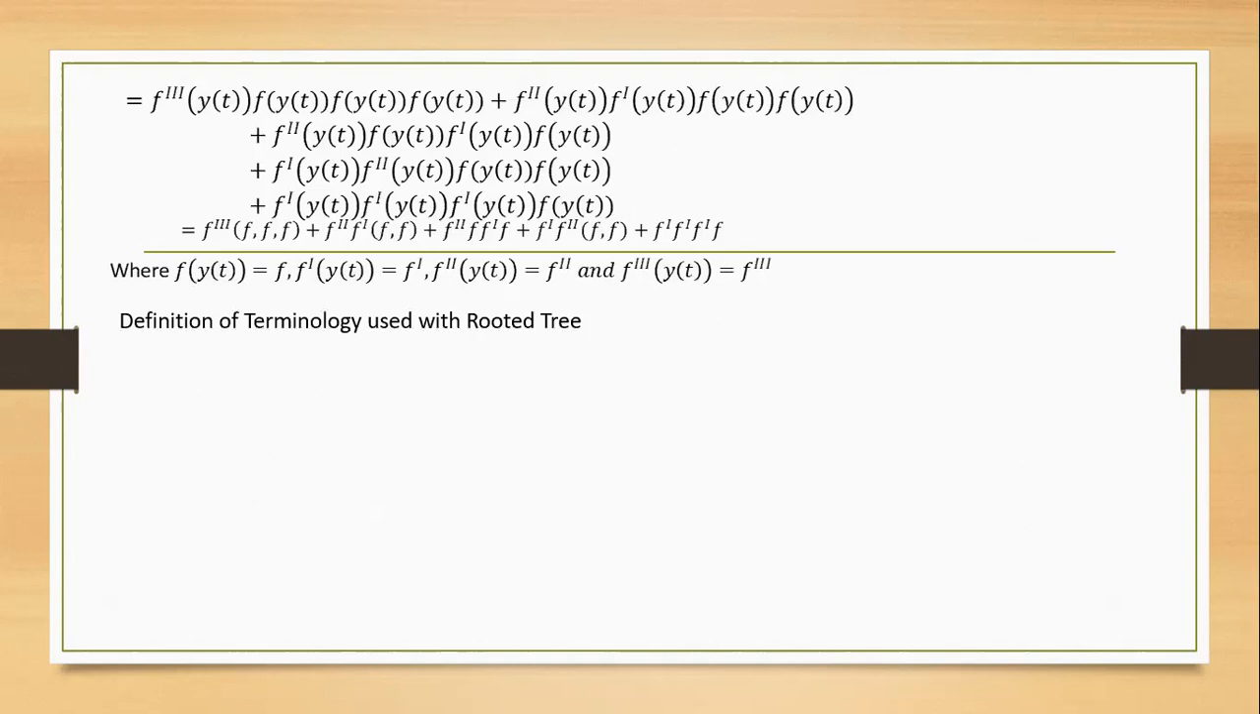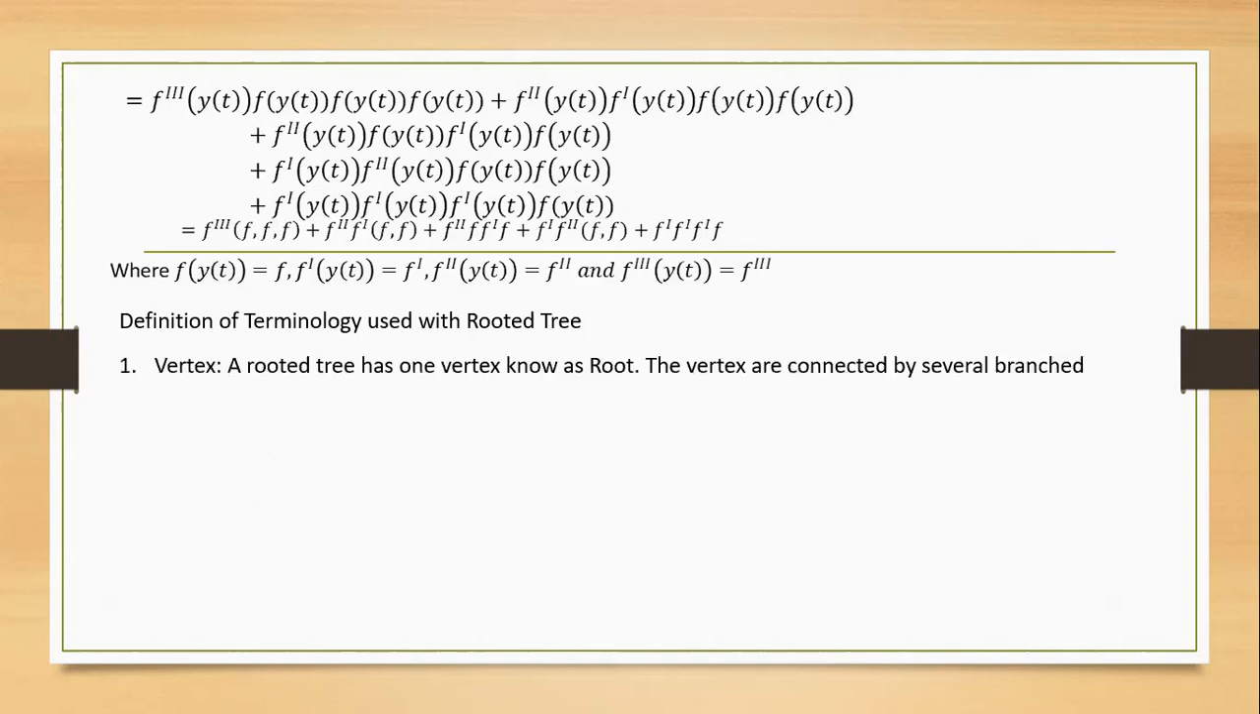Now, let's define some terminology used with rooted trees. The first one we are going to look at is the vertex. When we have a tree, the first vertex that we have is what is called the root. The root is going to have different branches, and those branches will extend. A rooted tree has one vertex known as the root. That is the starting point. It must have a root. Then the vertices are connected by several branches. We can have several branches connected to just one vertex, which is the root, the starting point of the tree.